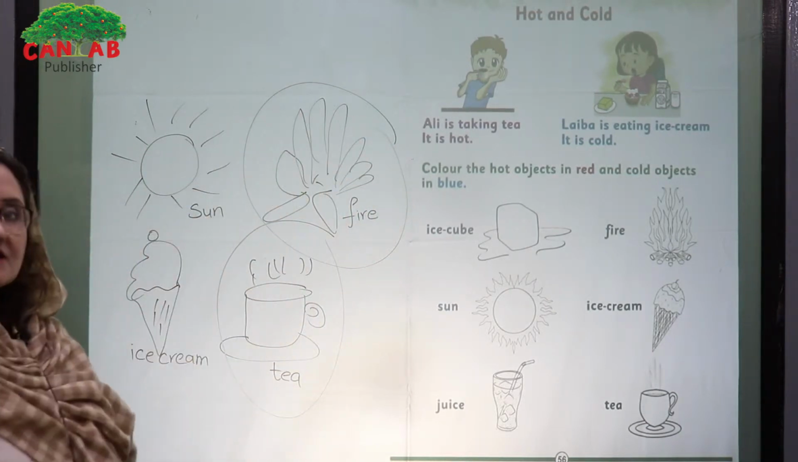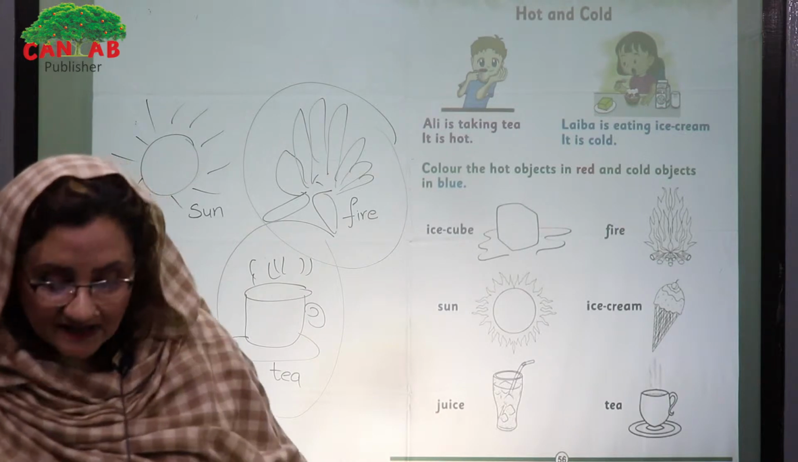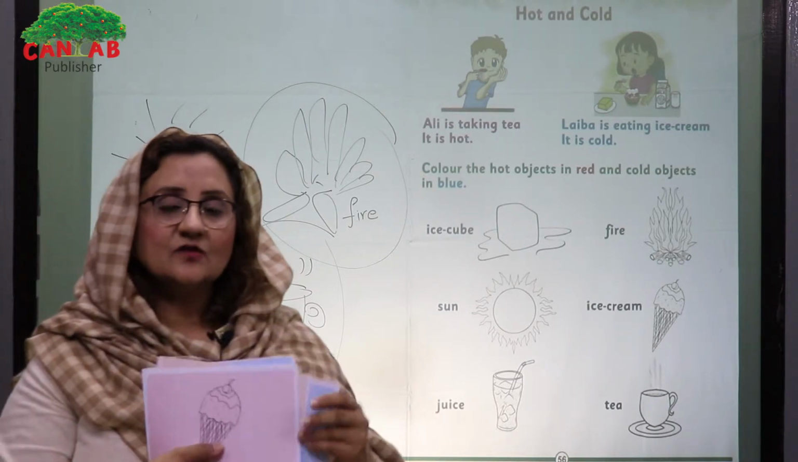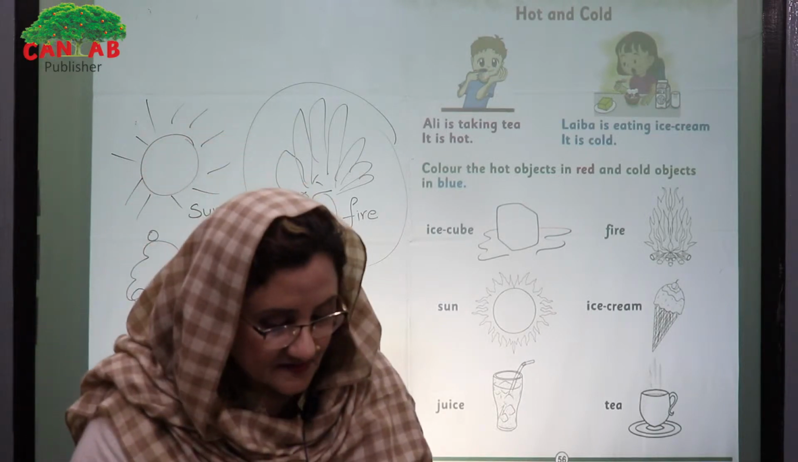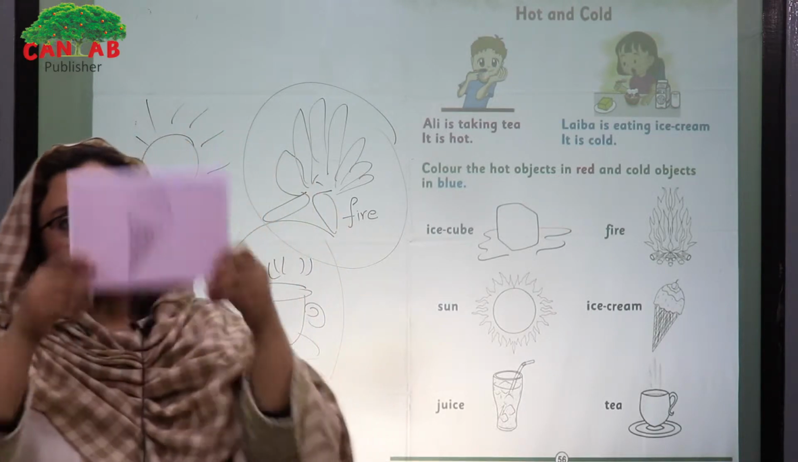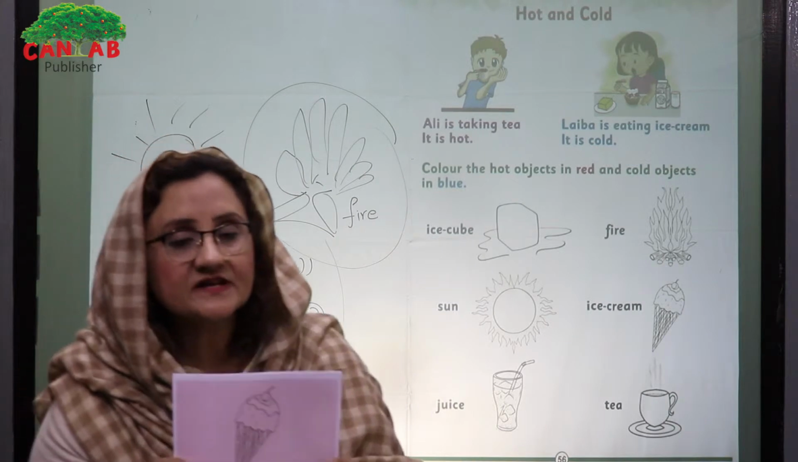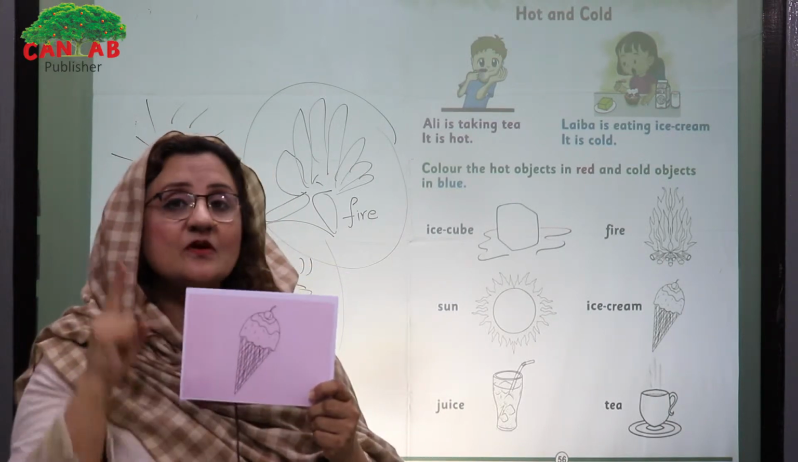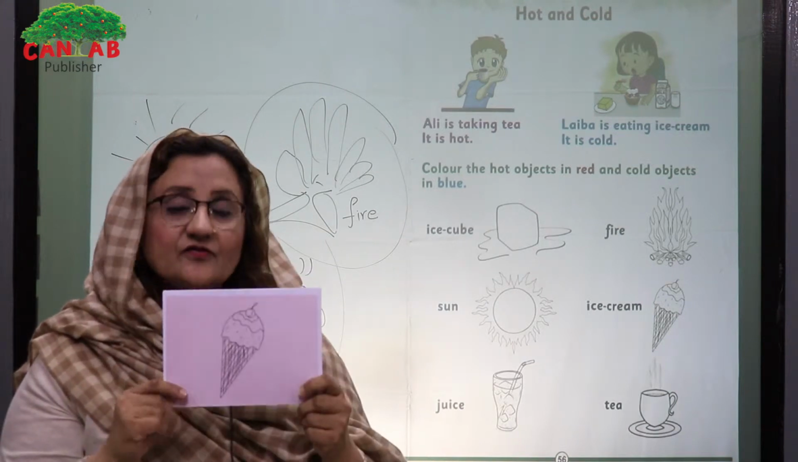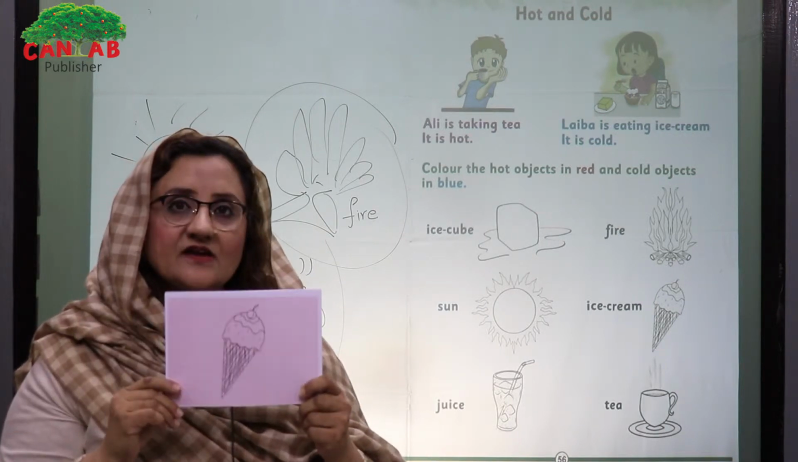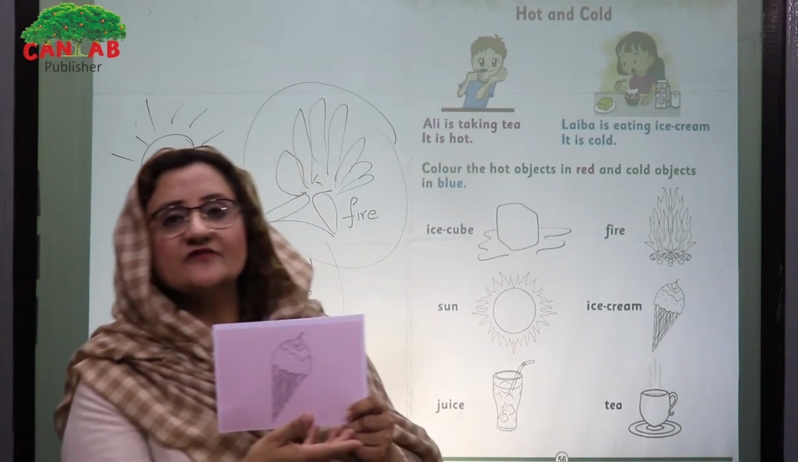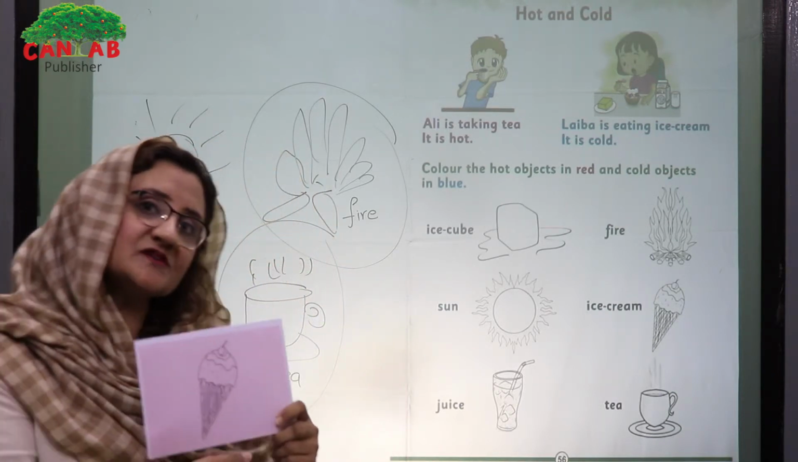After this, I can show them the flashcards and invite them to play a game. Student, I'm going to show you the pictures. If the object or thing is cold, you have to clap once, for one time. And if there is a picture showing some hot object, you have to clap twice. So let's begin the game.